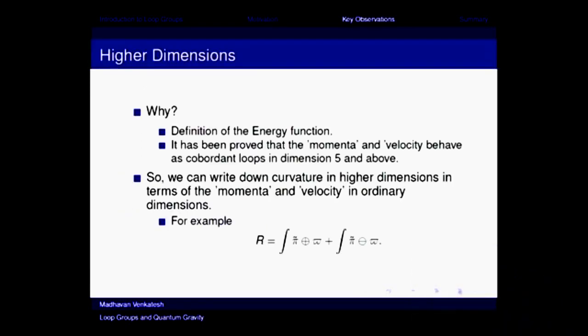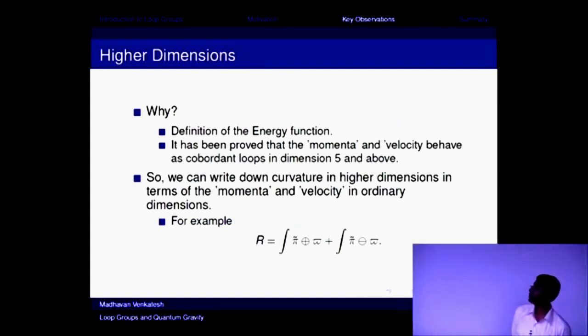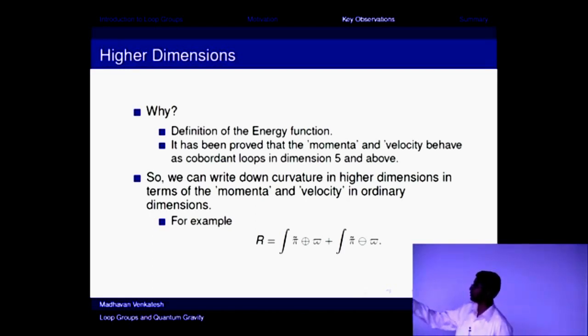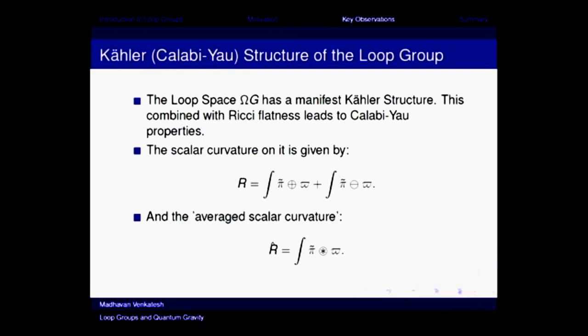So due to this, we see that if we move to higher dimensions, it is possible to prove by mathematical techniques that the momenta and velocity behave as cobordant loops in dimension 5 and above, because 5 is, I think, the least dimension for which a technique I used to prove this works. It's called the Whitney trick. So that works only in dimension 5 and above. So yeah, you can be assured that this holds. So we write down curvature in terms of these momenta and velocity as follows. So that should appear familiar. Yeah, so we get back to this.